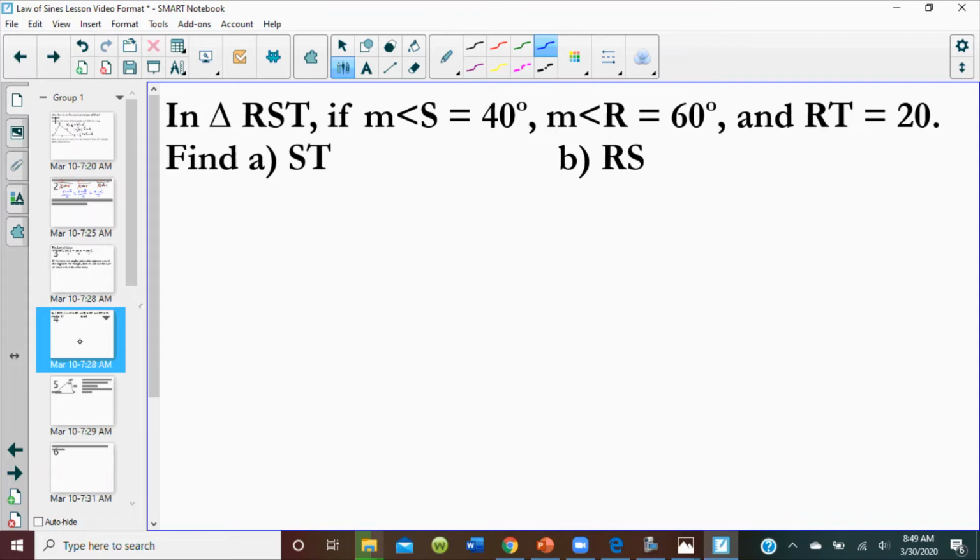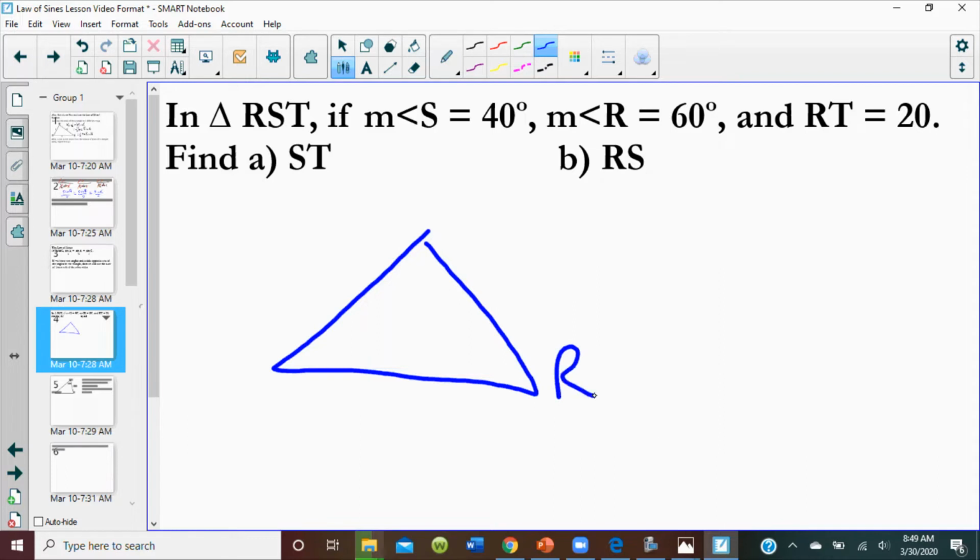Okay, so let me draw a diagram here. Let's make this one angle R, this one angle S, and this angle T. We know in this case the measure of angle S is 40 degrees, and the measure of angle R is 60 degrees. And in this case, RT is 20. Okay.